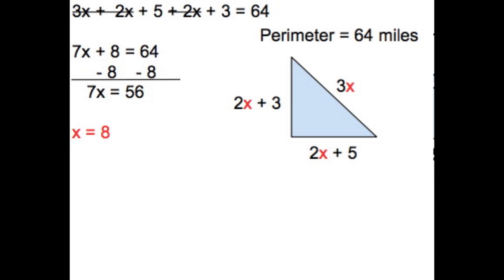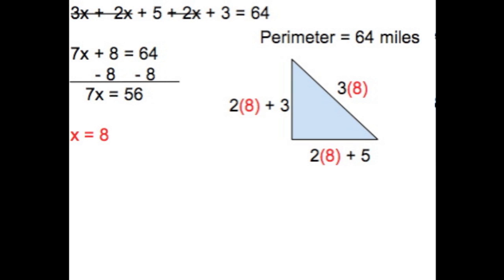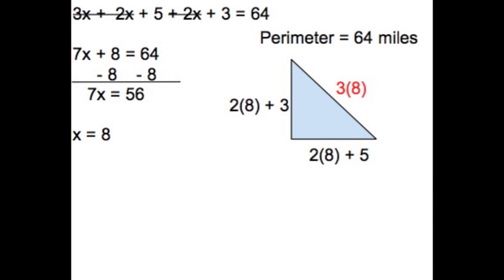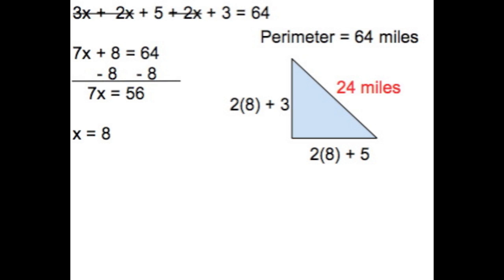We can determine each side length by substituting the value we found for x, which was 8, in for x for each side length. Now we can determine the length of each side. Let's start with the side in red. 3 times 8 is 24, and we know our unit is miles, so the length of that side is 24 miles.